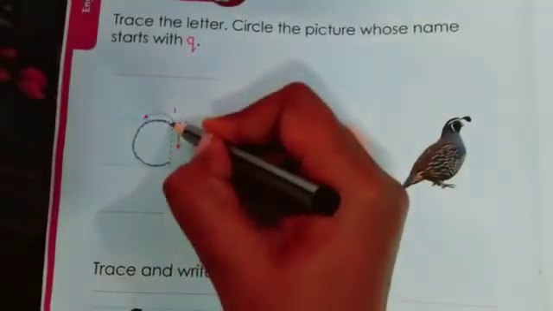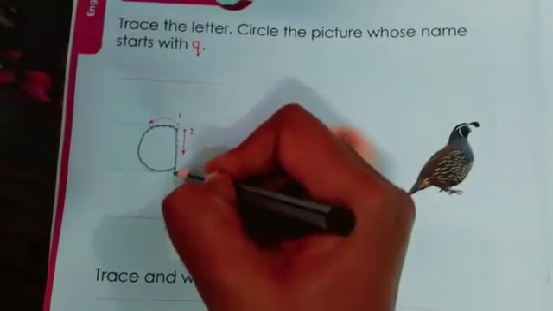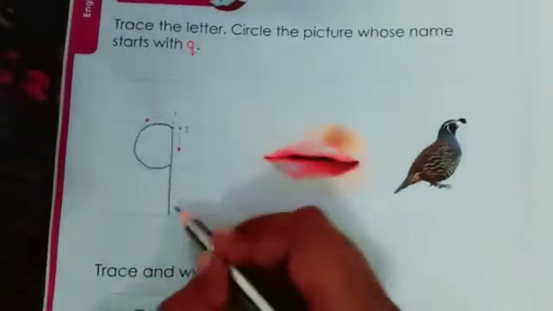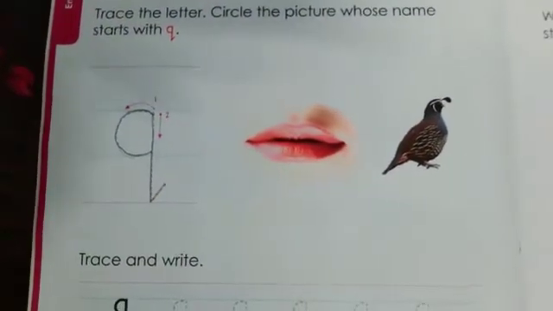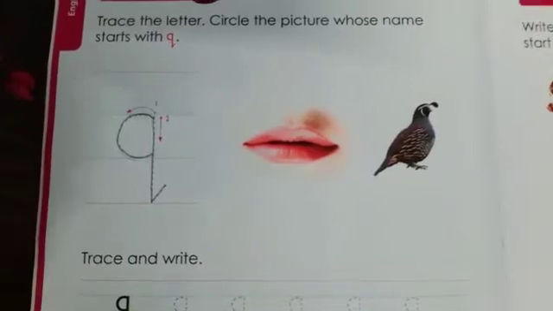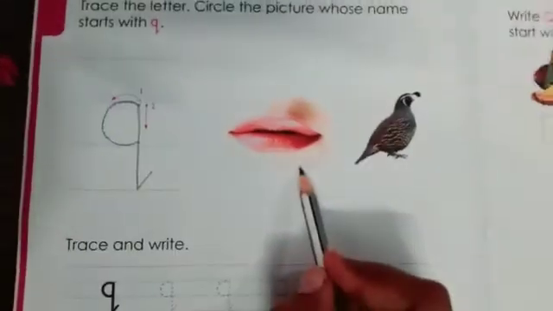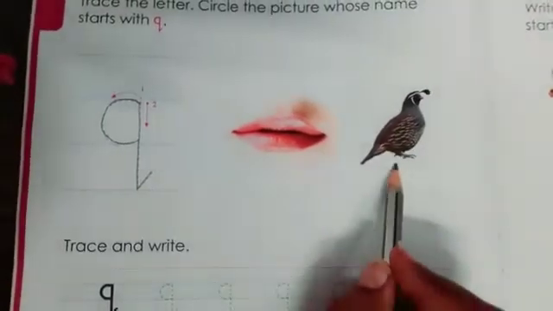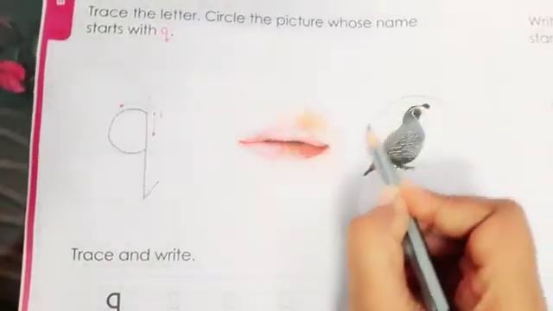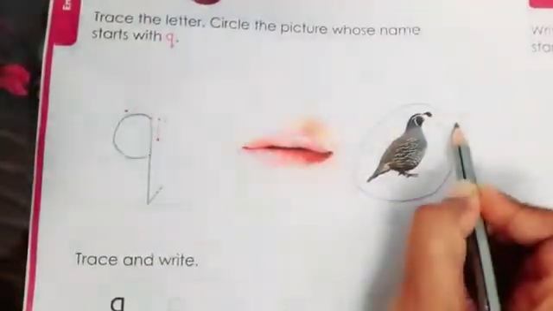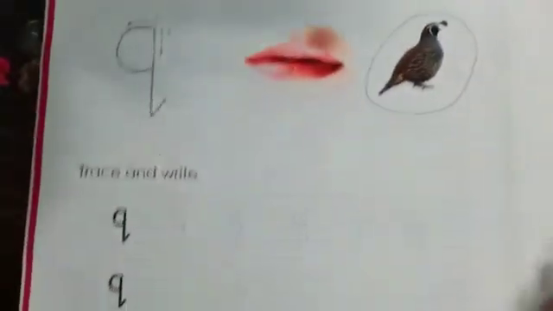After making the curve, we have to make a standing line from blue line to red line. Then make one slant line towards upward. So this is the letter small q. Now tell me, Q, qua, lips or Q, qua, quail? Q, qua, quail. So we will circle this bird. This bird's name is quail.